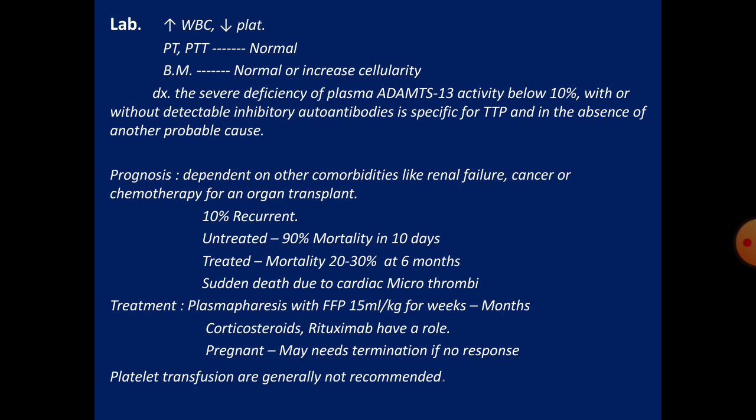And as we said, whether it is primary, we should seek a secondary cause in these patients. The prognosis depends on other comorbidities like the presence of renal failure or an underlying malignancy. Those patients who have malignancy complicated by TTP usually have a poor prognosis. About 10% of these patients have recurrence, despite treating them with plasma exchange. These patients, 10%, are liable to recurrence.